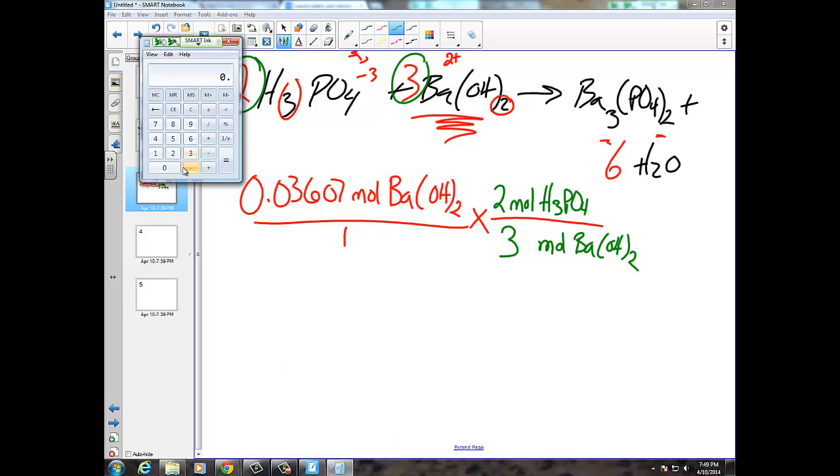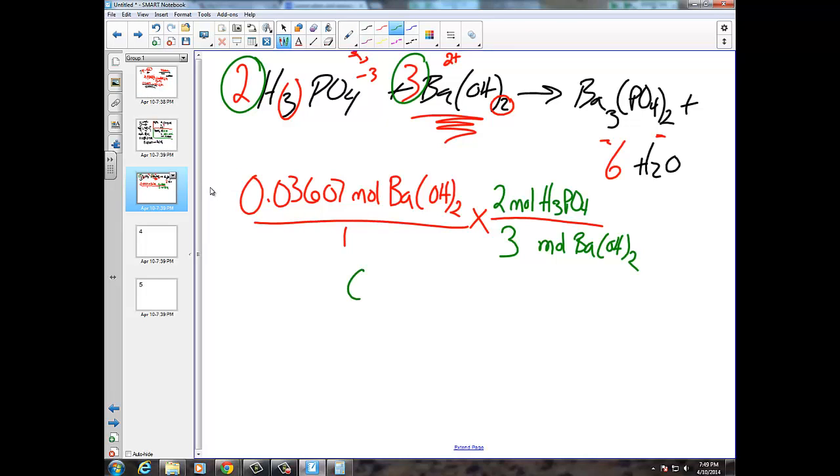All right. So when I get done, I'm going to take my 0.03607 moles of my starting point, and I'm going to times it by 2 and then divide that answer by 3, and I'm going to get 0.02405. So 0.02405 moles of H3PO4, because if I get done canceling, that's what's left.